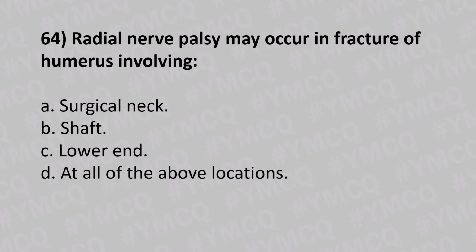Moving to our 64th question, radial nerve palsy may occur in the fracture of the humerus involving option A surgical neck, option B shaft, option C lower end, option D at all of the above locations. And the answer is option B shaft.